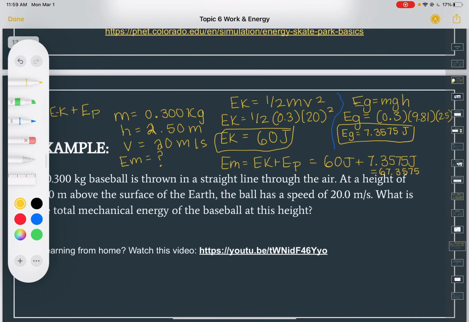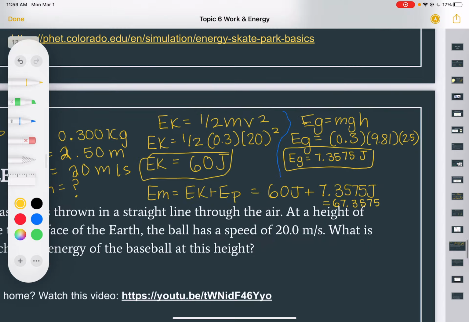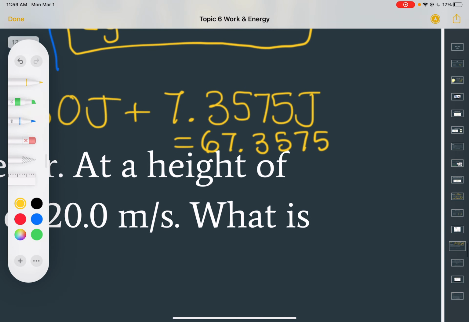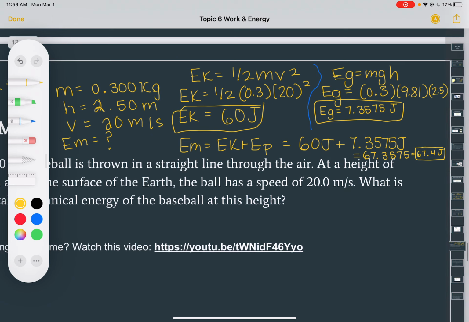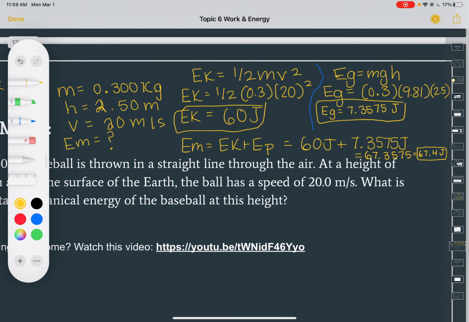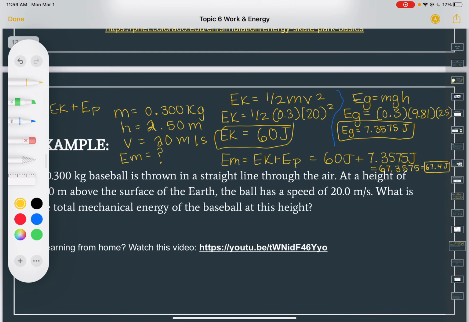oh no, sorry. I didn't write it down. We got 3, 3, and 3. So our answer can be to 3, which means it's going to be 67.4, and that's joules. Okay? So that is our final answer. That is how we would figure that out, and that's our mechanical energy.